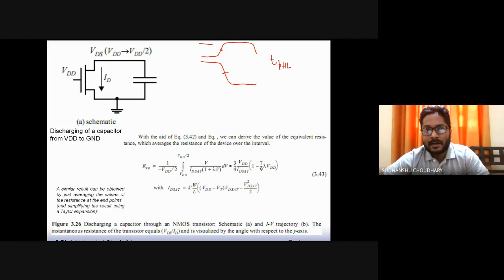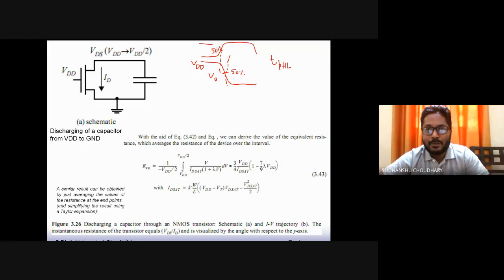So we mark these 50% points on the input and output waveforms, and between these 50% times of the input and output, we calculate our TPHL. That is when the output is going from high to low. So that means my region of operation could be VDD. My output is going from high to low, so the 50% time point is VDD by 2.